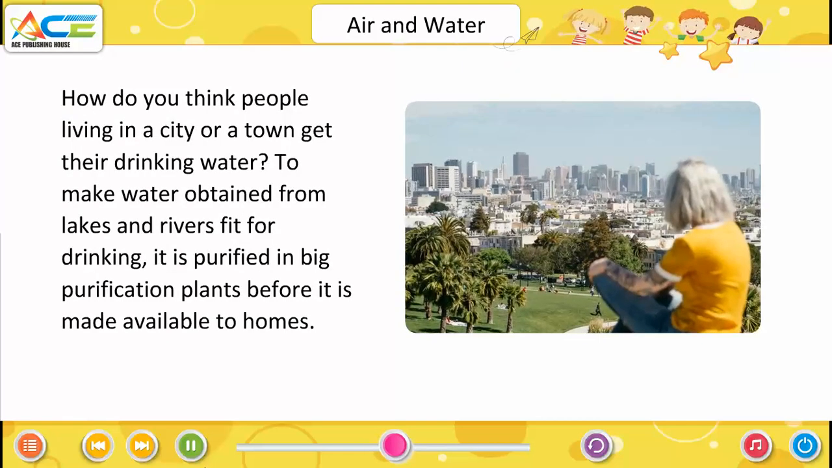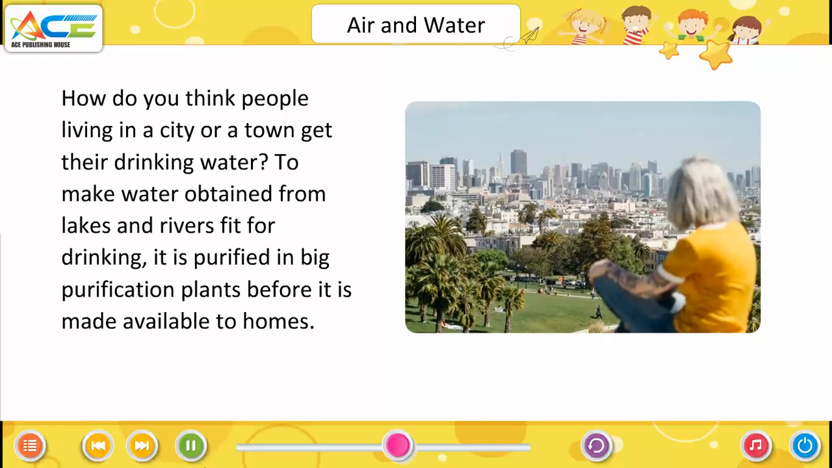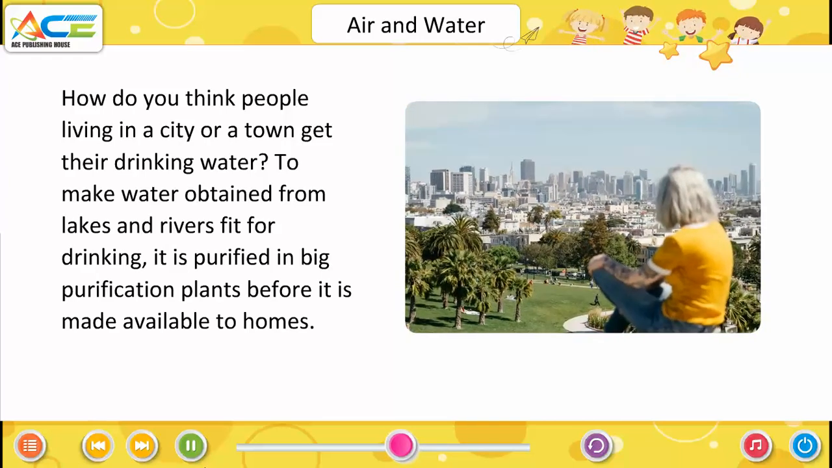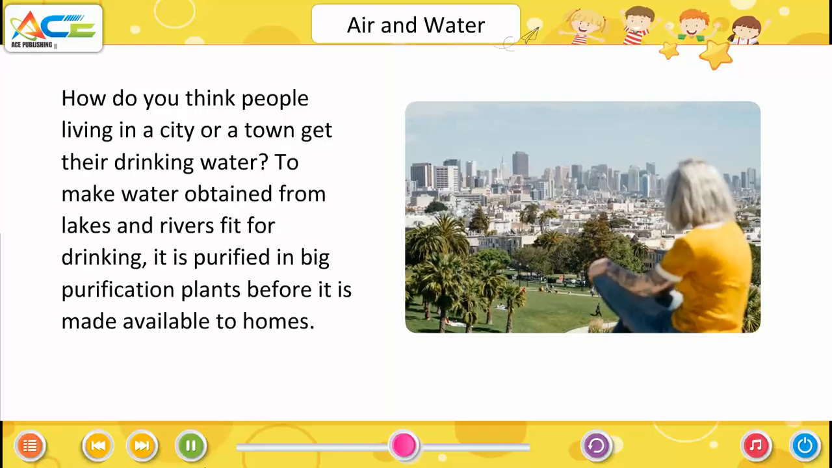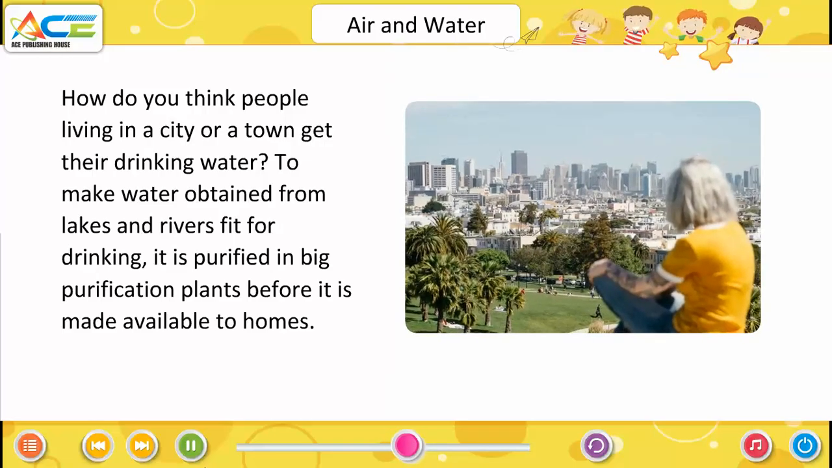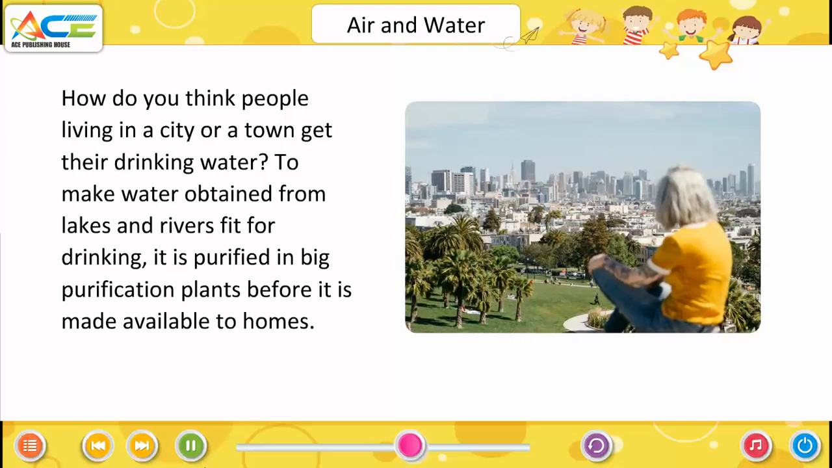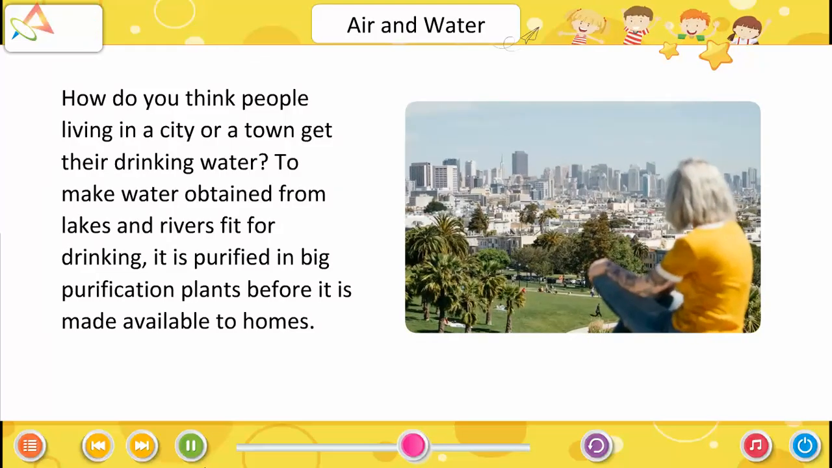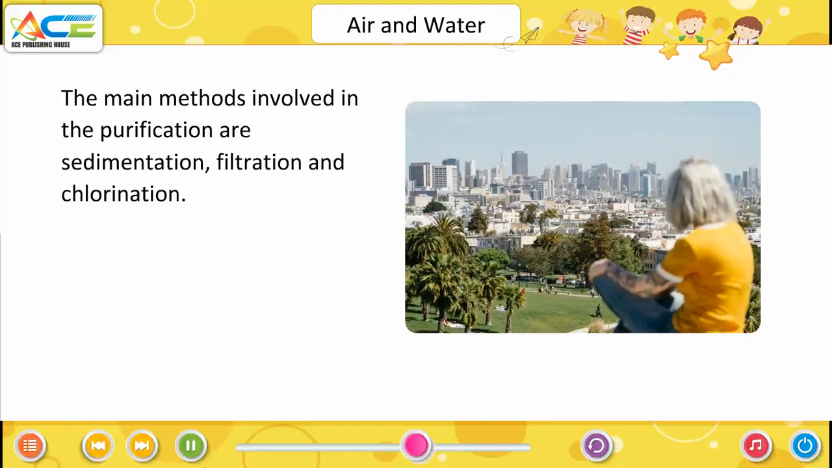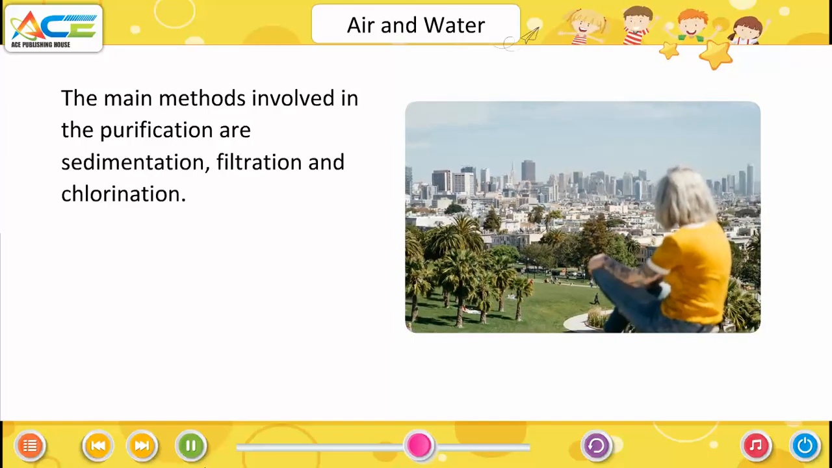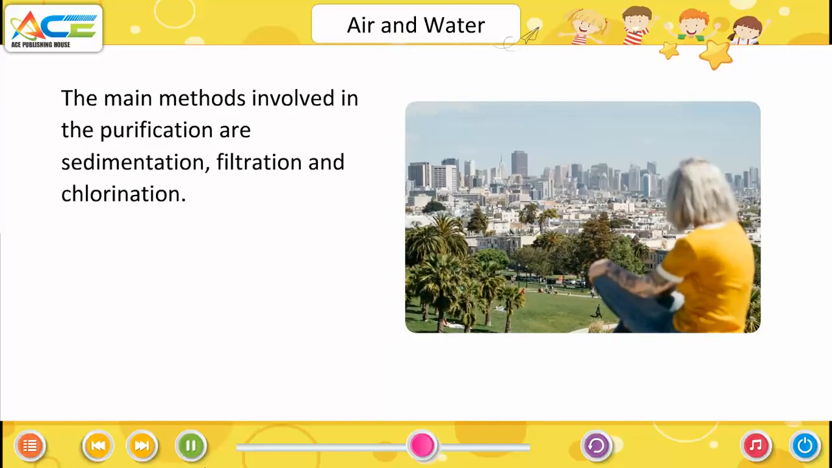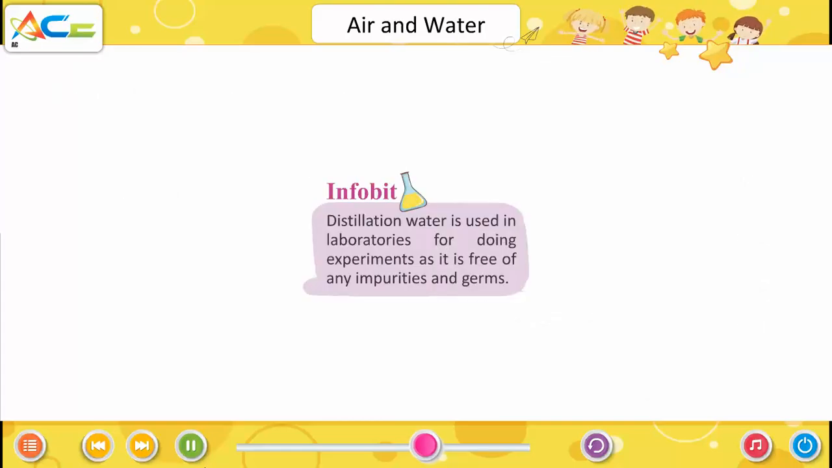How do you think people living in a city or a town get their drinking water? To make water obtained from lakes and rivers fit for drinking, it is purified in big purification plants before it is made available to homes. The main methods involved in the purification are sedimentation, filtration, and chlorination. Infobit. Distilled water is used in laboratories for doing experiments as it is free of any impurities and germs.